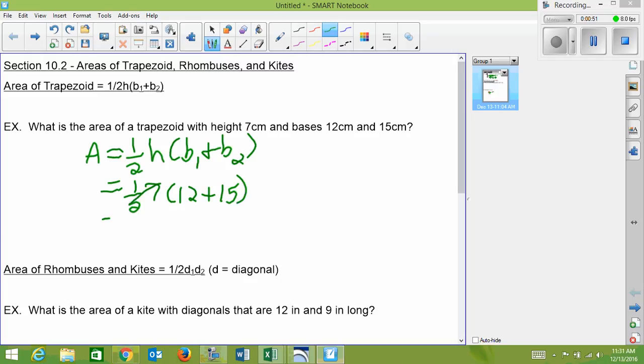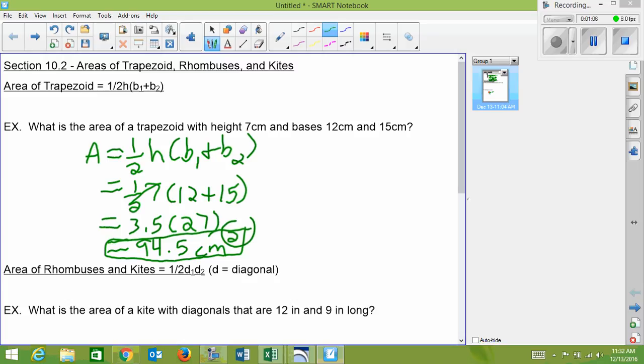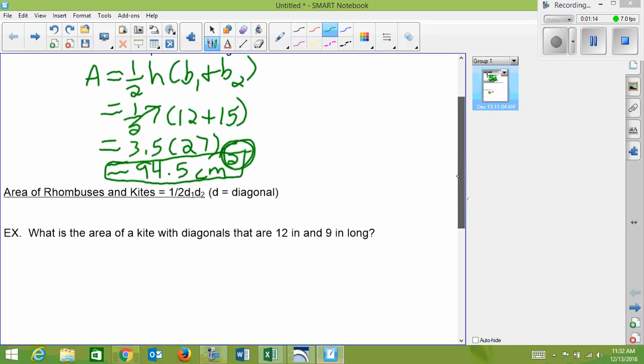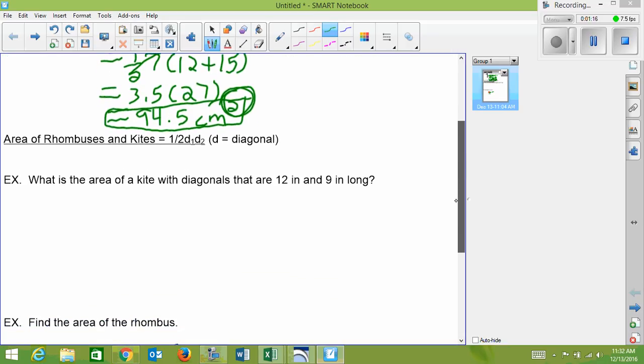So half of 7 is 3.5. 12 plus 15 is 27. And then I just need to multiply those two, and you get 94.5 square centimeters. Don't forget the square, the label right here. All area is labeled with the 2. So those should be pretty straightforward, I think. We've done those before. Area of rhombuses and kites, those are new.